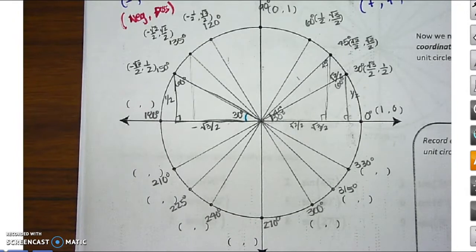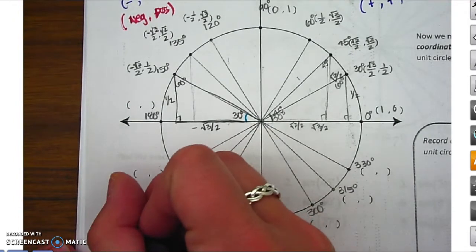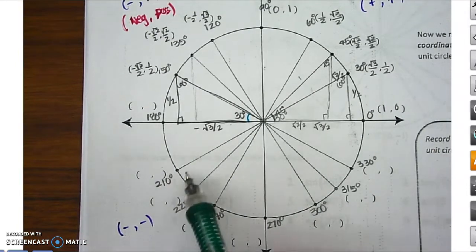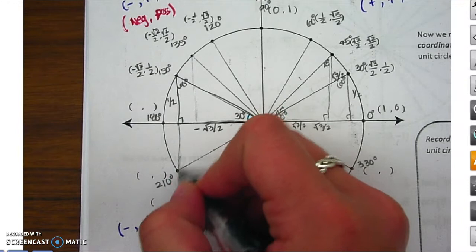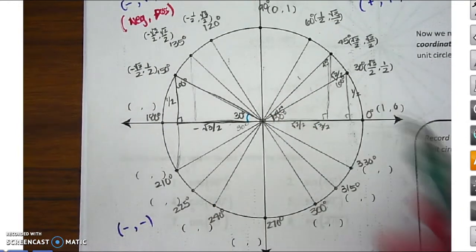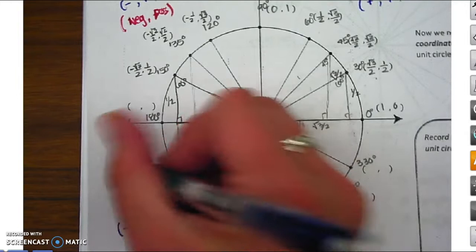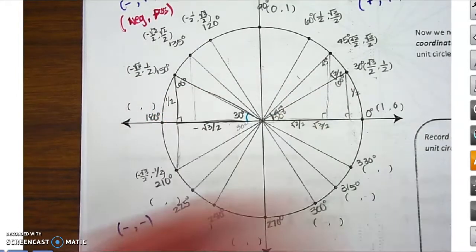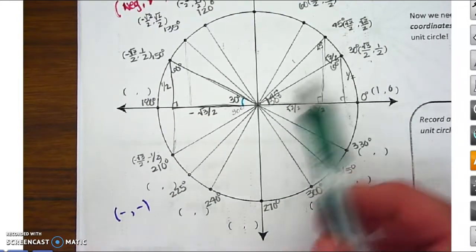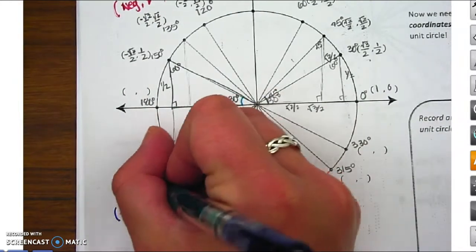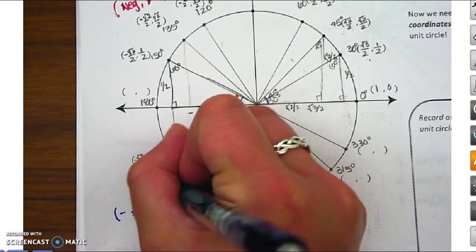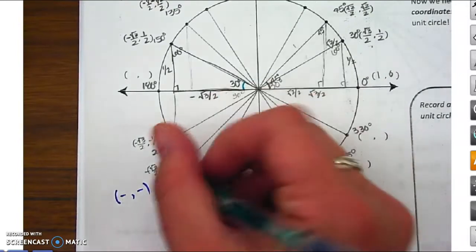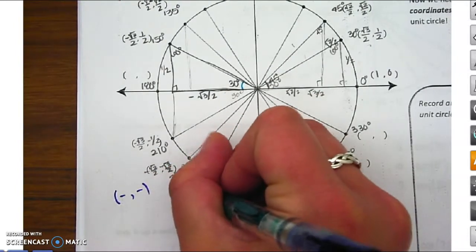So when we come down here to the third quadrant, we know that both x and y are negative. So I'm going to go ahead and fill that in. 210, if you were to draw, would have a reference angle of 30. So we're going with these coordinates, except both are negative. So negative √3/2, negative 1/2. 225 would have a reference angle of 45, so root 2 over 2, root 2 over 2, both negative. 240 would have a reference angle of 60, so negative 1/2, negative root 3 over 2.